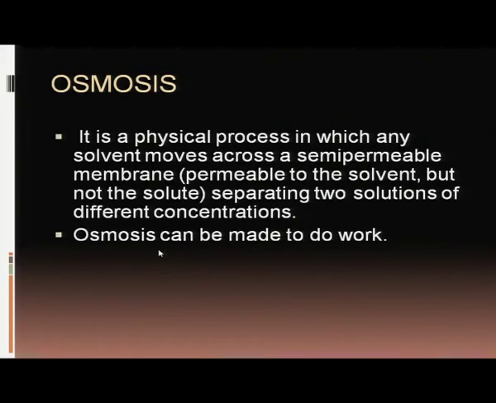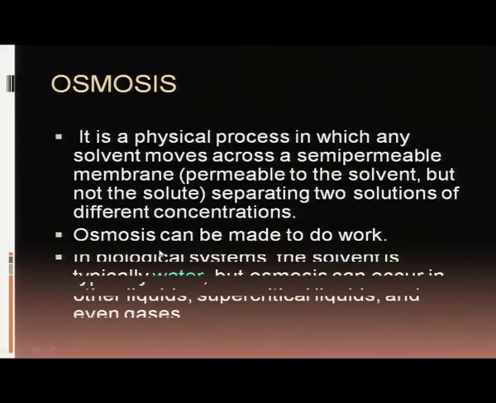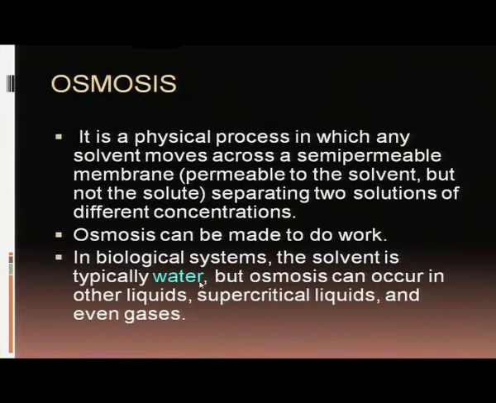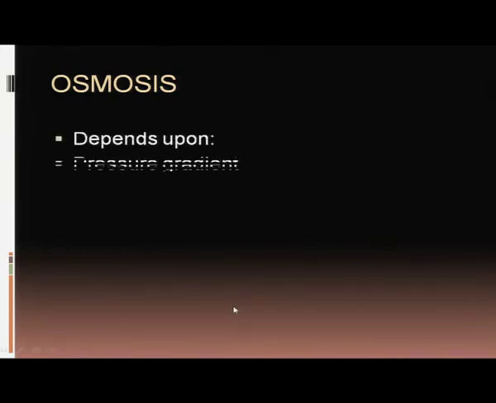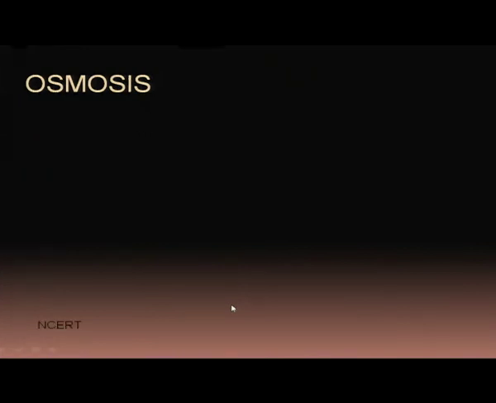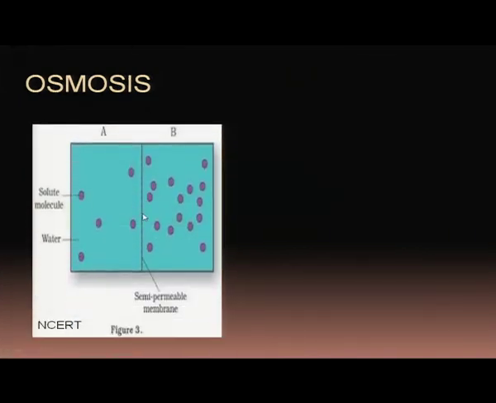So, osmosis can be made to do work. In biological systems, the solvent is typically water, but osmosis can occur in other liquids also, supercritical liquids and even in gases. Osmosis depends upon the pressure gradient and concentration gradient, and so we have the system.